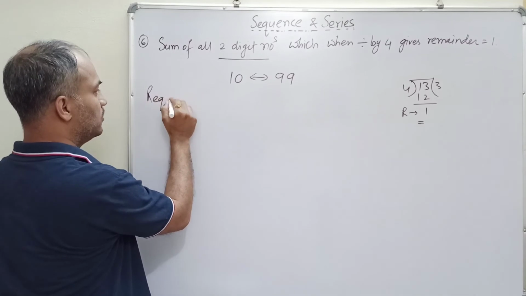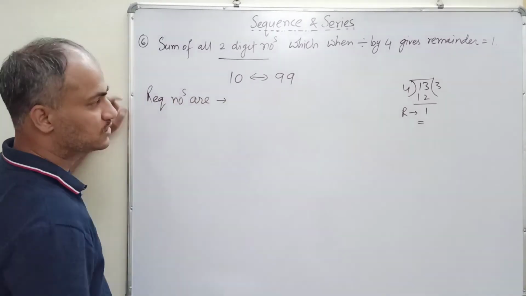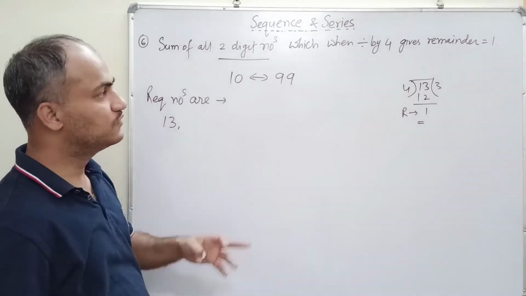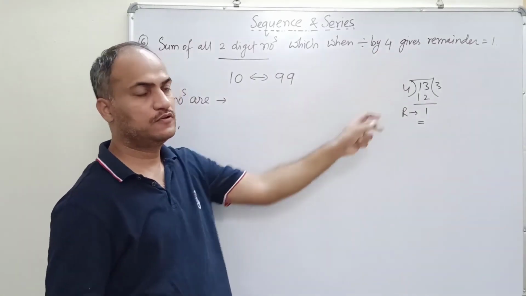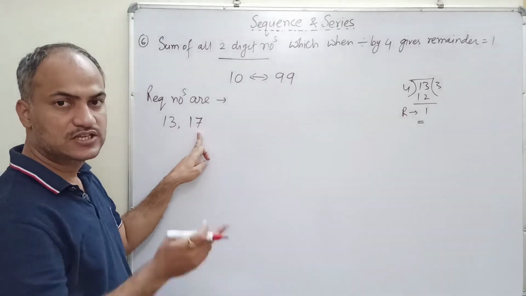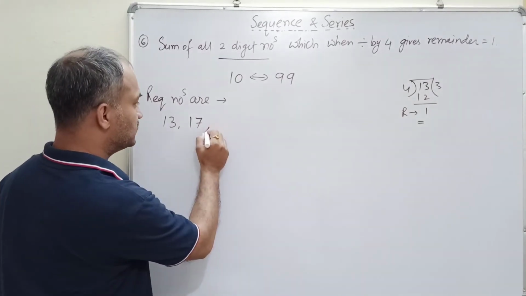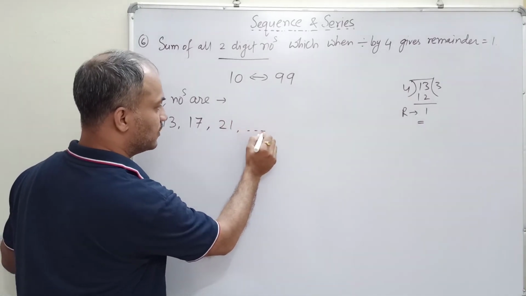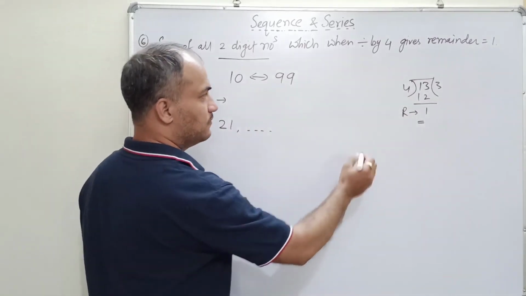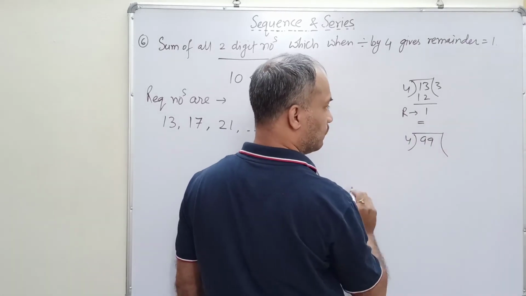So what are the required numbers? 13 is the first number. Now what is the second number? Obviously we have to add 4. So 17 is the next number. You can check, 17 when divided by 4 gives remainder 1, and the next number is 21, and similarly all numbers are there. And for the last number, once again you have to divide 99 by 4 and see what happens.